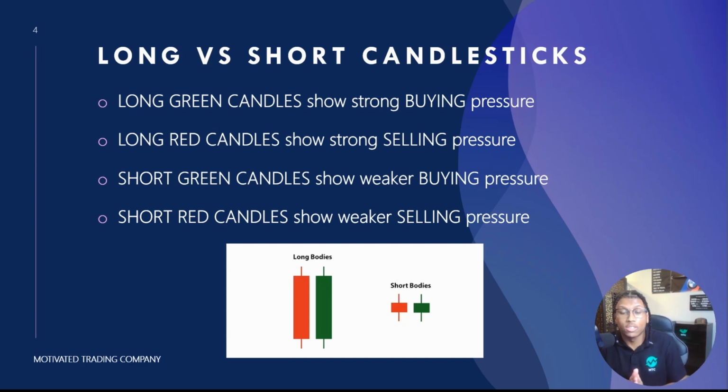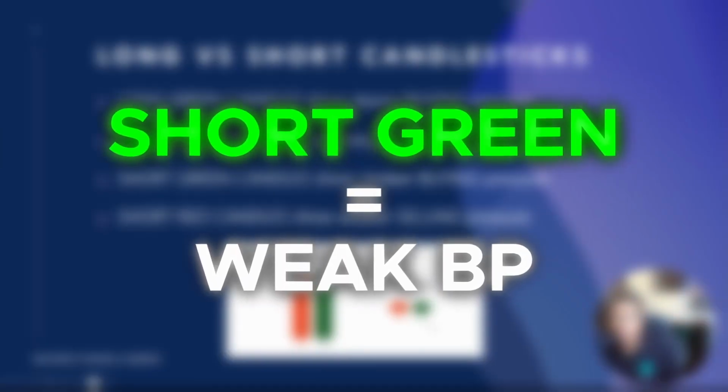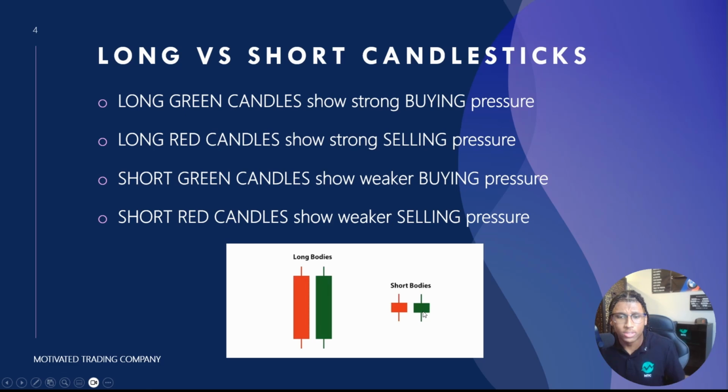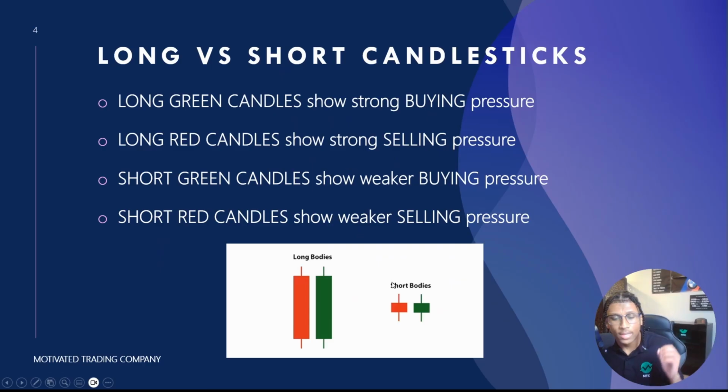Now, vice versa for short candles. Short green candles right here, when you see those short bodies, that shows weaker buying pressure. When the whole candle is short, this will show weaker buying pressure. Now, short red candles are going to show weaker selling pressure. So it's just vice versa.